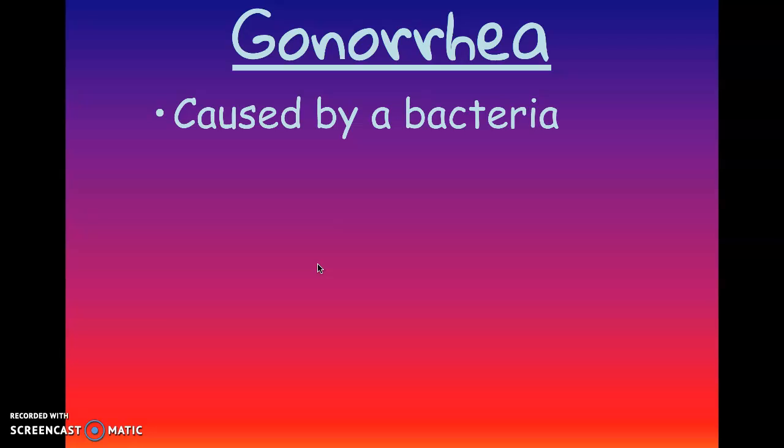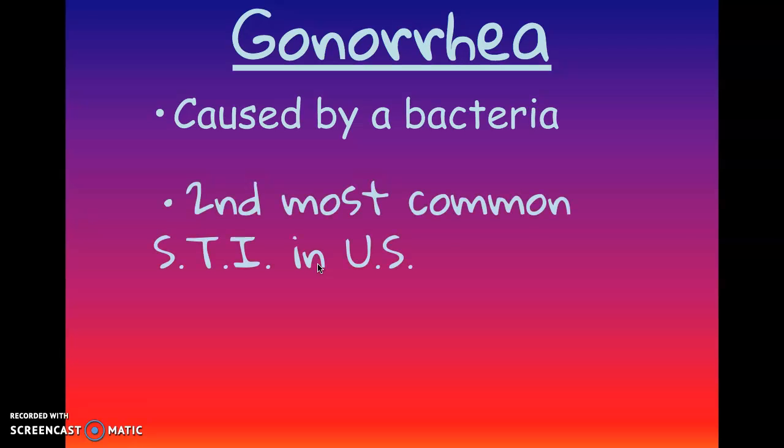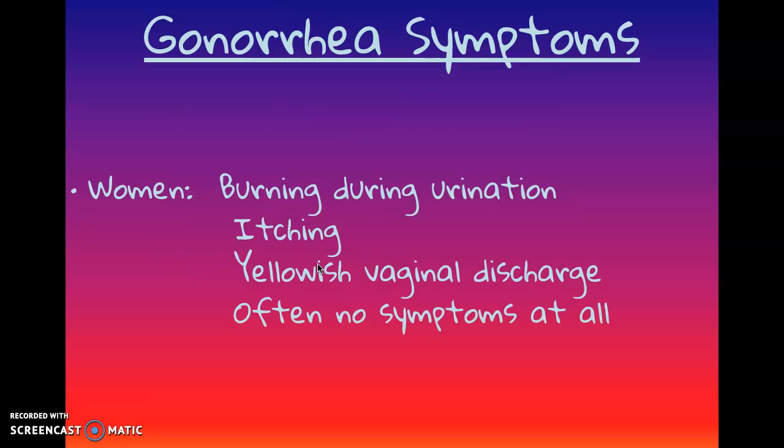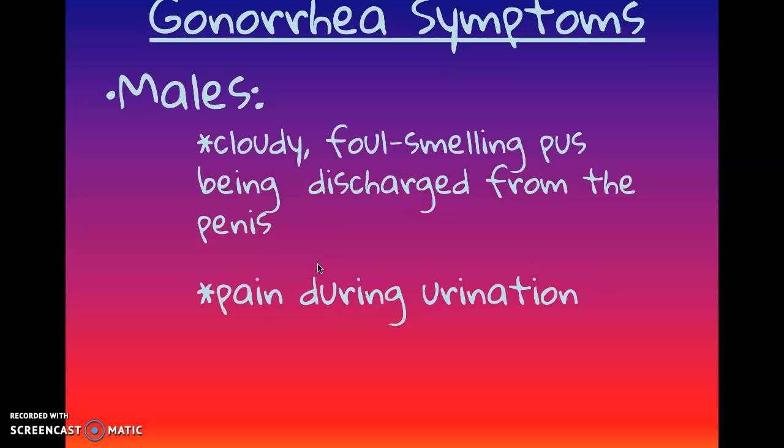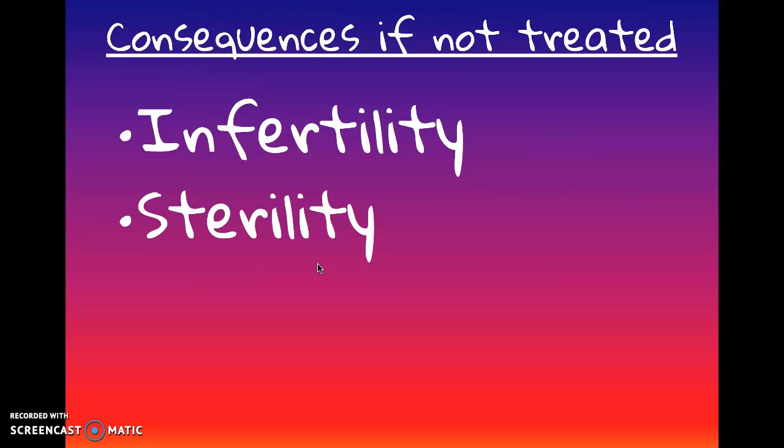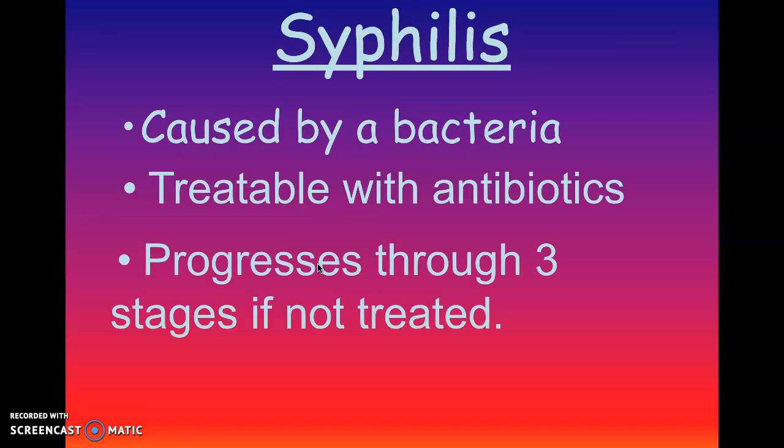All right, next one is gonorrhea. This is also caused by a bacteria. It's very similar to chlamydia. It's just a different bacteria. The second most common. Many times there are no symptoms, but if there are, just like with chlamydia, burning, itching, discharge for women, and for males, they may have a cloudy, foul-smelling pus discharge from the penis, or they may have pain during urination. Same treatment, which is antibiotics, and the same consequences if not treated, infertility and sterility.